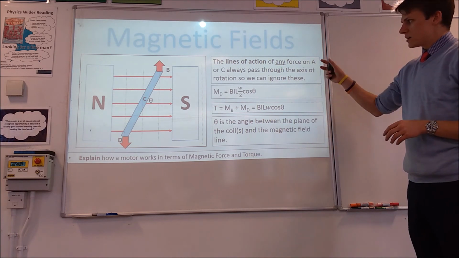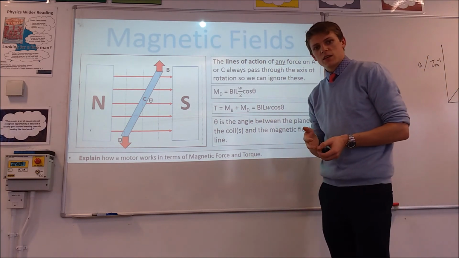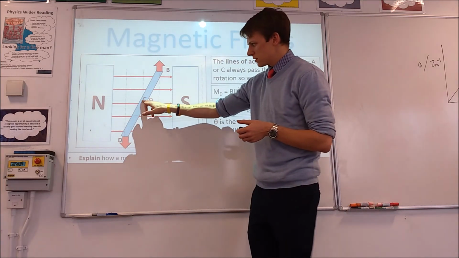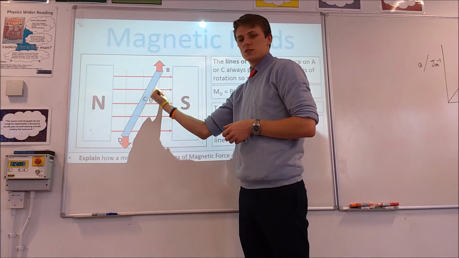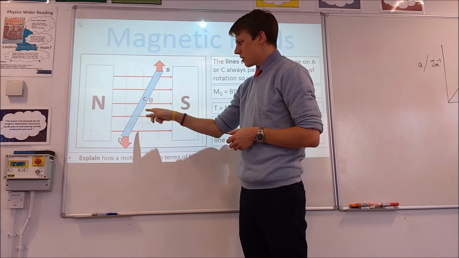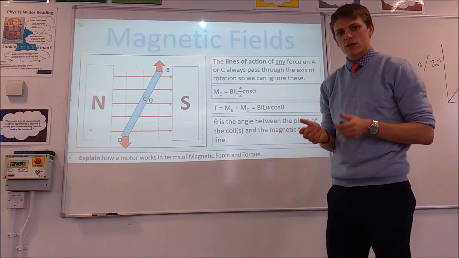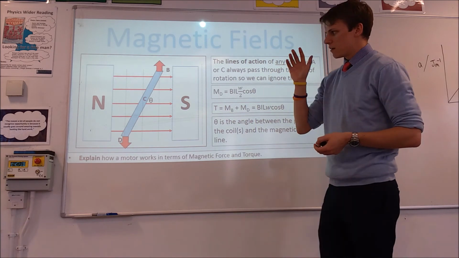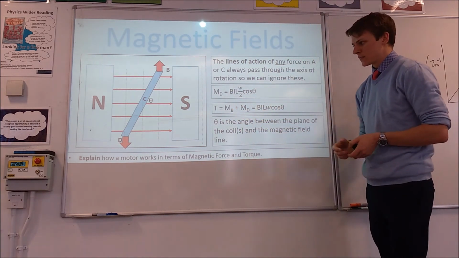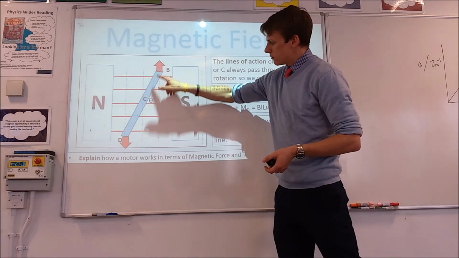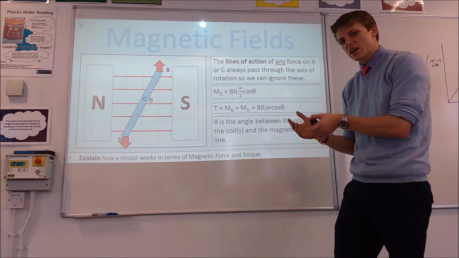So what we can do is think about first the lines of action of the force that would act on C or on A. So they will always be in this direction or this direction, or they may turn out to be 0, but they're always going to be going through the axis of rotation. So those forces are never going to have a moment, so we don't need to consider those. But the forces here and here will have a changing moment.